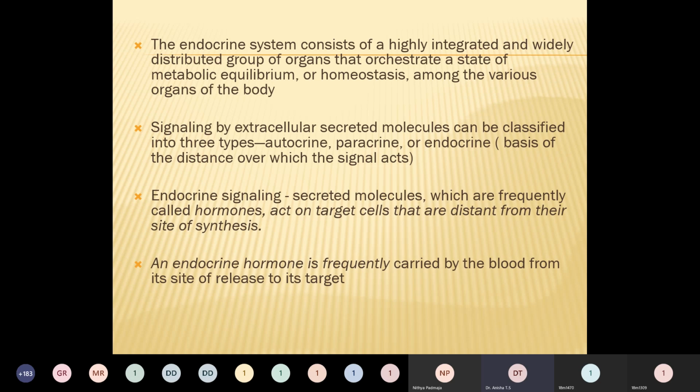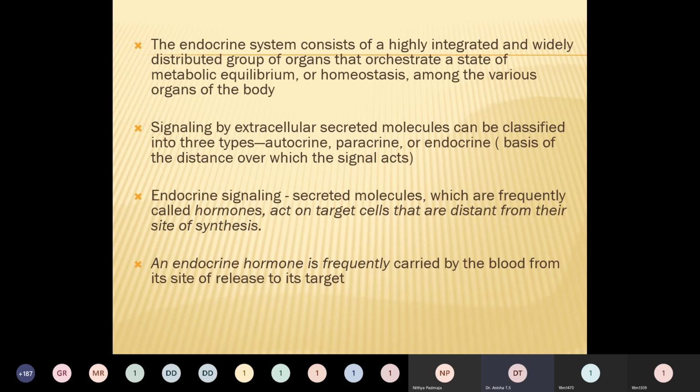And the endocrine system works by signaling. Okay, how does it signal? There are three types of signaling. One is the autocrine signaling, the paracrine signaling, and the endocrine signaling. Okay, so in endocrine signaling, the secreted molecules from the endocrine organs are called hormones. And what these hormones do is they act on the target cells, which are distant from the site of synthesis.